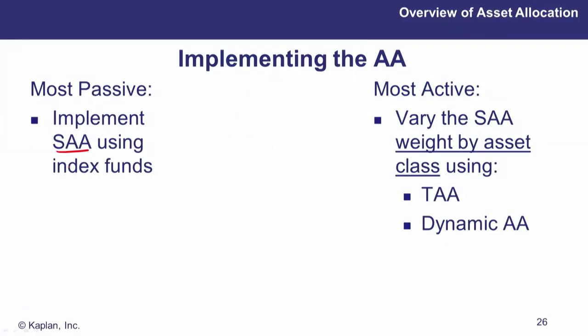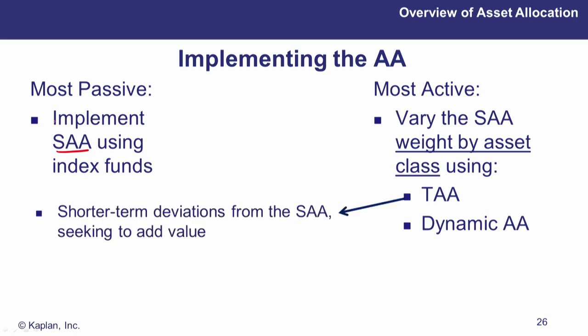That would be the most passive approach. The most active approach, completely the opposite. Yes, we'll implement that strategic asset allocation decision initially, but then we're going to be constantly varying it. We're going to be doing a tactical asset allocation, short-term deviations, seeking to add value. So instead of being 25% equities, 25% bonds, we might short-term shift into 40% equities and 10% bonds. And then we'll shift back once our expected performance of the market has come to pass.